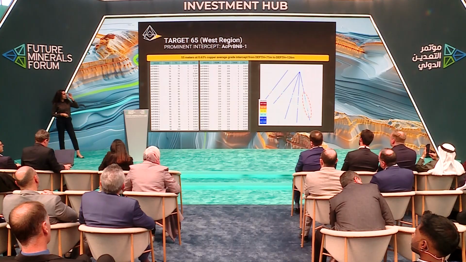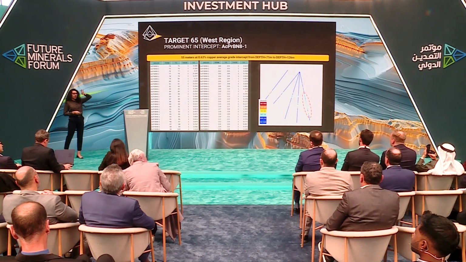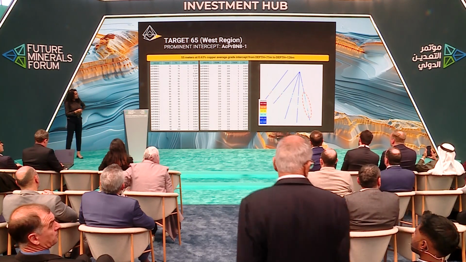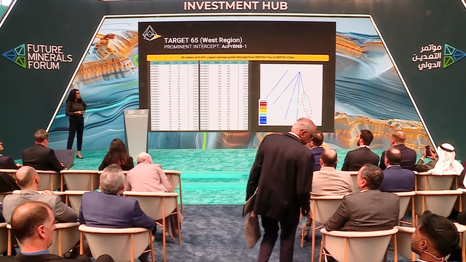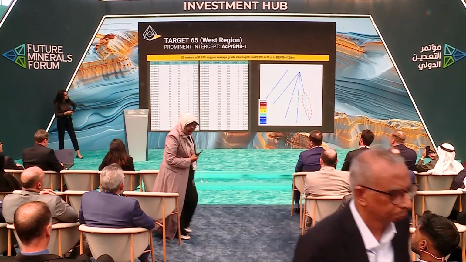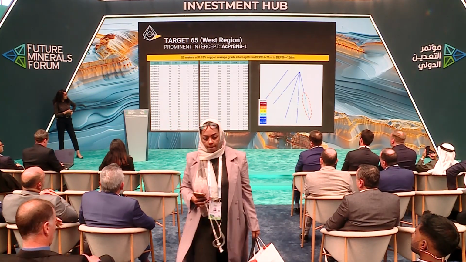Now here's the target, the target in the north. In this particular case, we actually found 55 meters of 0.63 copper grade, and then some outlier grades here, as you'll notice, 2.3% and so on and so forth.